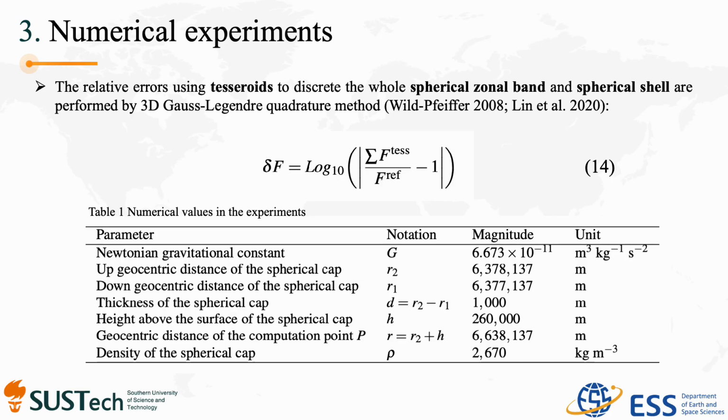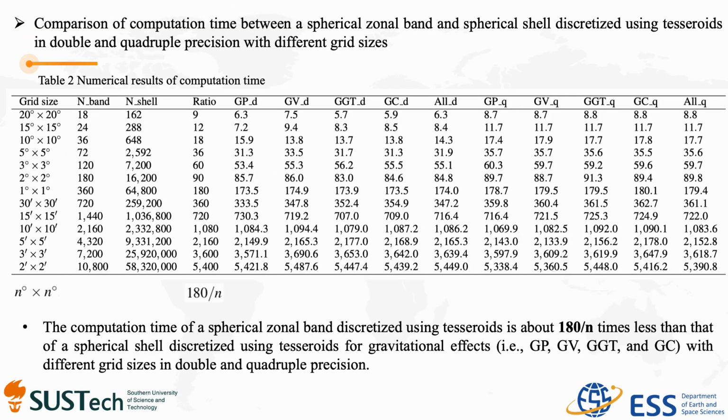In a numerical experiment, the relative errors using tesseroids to discretize the whole spherical zonal ball and the spherical shell are performed by 3D Gauss-Legendre quadrature method. The numerical result of the comparison of the number and the computation time between a spherical random ball and the spherical shell discretized using tesseroids in double and quadruple planes with different grid size are listed in this table.